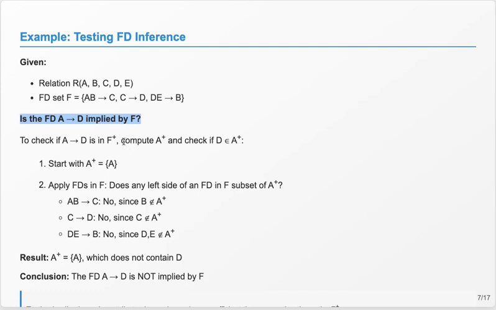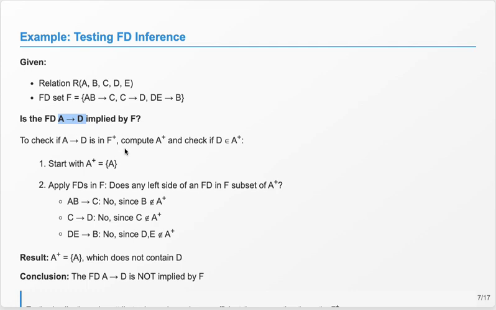So we can compute all of the attributes that can be functionally determined by A, and then we can just check whether D is in that set. This would be a lot easier than computing the closure of the whole F, because the closure of the whole F includes a lot of functional dependencies. In here, we don't have to do that. We just need to compute the closure of A, because A is on the left-hand side of this functional dependency that we're trying to check.